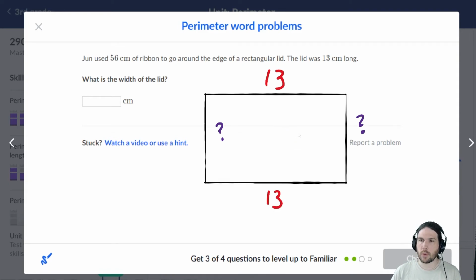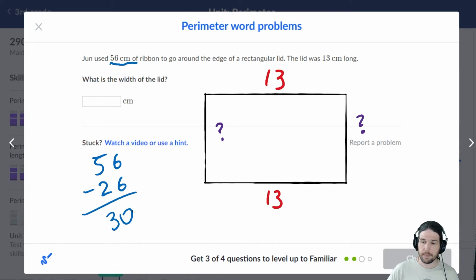So again, we don't have the algebra tools to say 2x plus 26 equals 56, which is what this is. But we don't have variables yet. Instead, we're going to recognize that we have the perimeter, 56 centimeters. The perimeter is the big number, so to find the two smaller numbers, we will have to subtract. 56 minus 13 and 13 is 26. You could subtract them each individually, or you can add them together and then subtract. Either way is fine. Either way, we get 30.